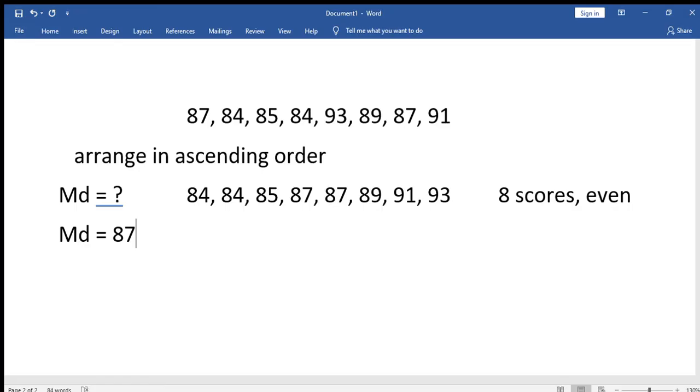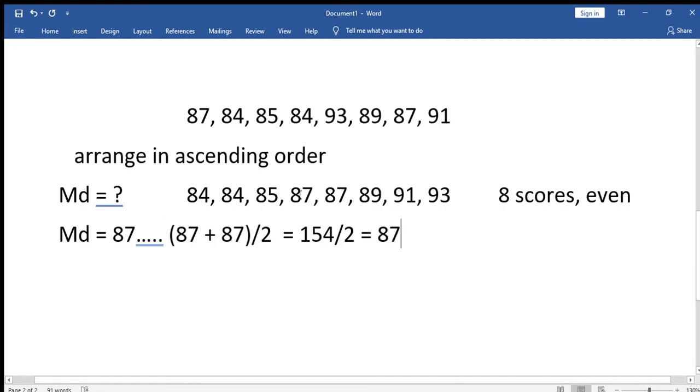How did we get 87? We just added your two middlemost scores and got their average. We have 87 plus 87, then divide this by 2. As simple as that. So 154 divided by 2, and the answer is 87.